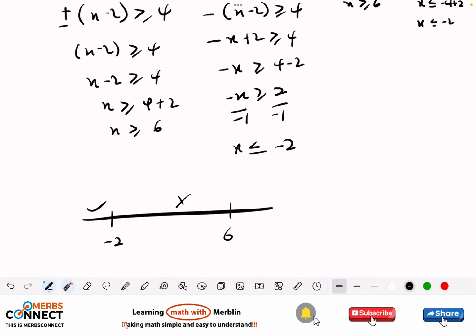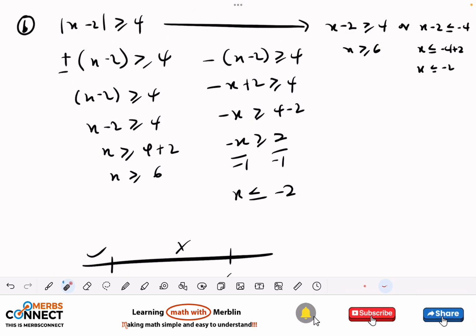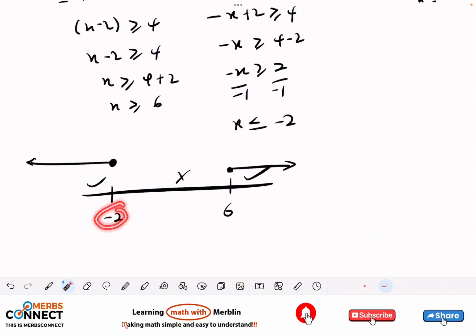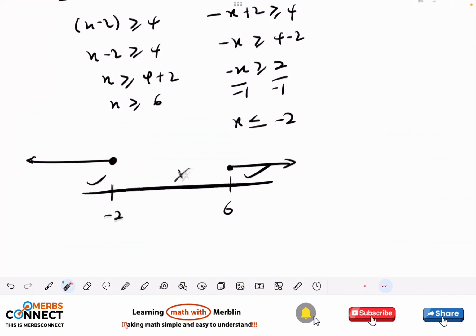Okay, let's pick anything beyond 6. Can pick like 7. 7 minus 2 is 5. Absolute of 5 is 5. Is 5 greater than or equal to 4? Yes, of course, it's true. So you see that this one is shaded because it is closed. This one is going like this, and this one too is going like that. So we know the beginning, but we don't know where we are going. Here too, we know the ending, but we don't know where we were starting from. So this one is like infinity.